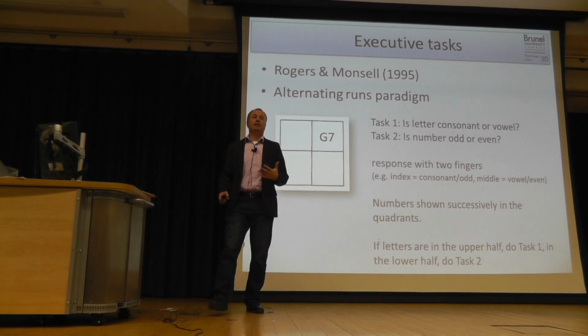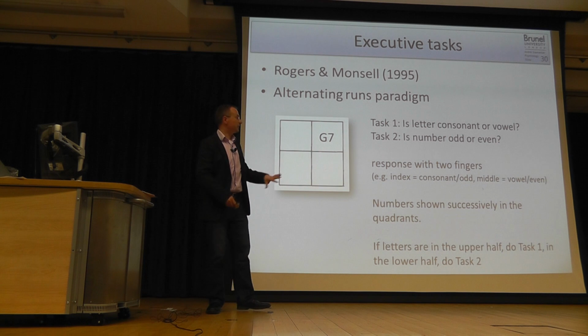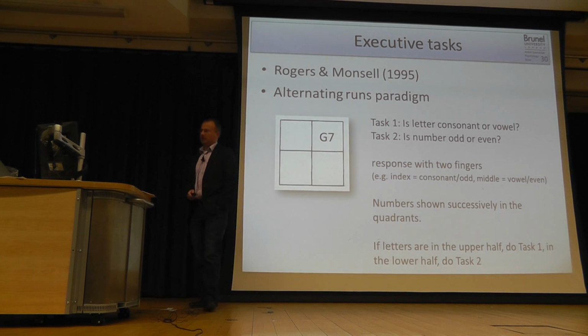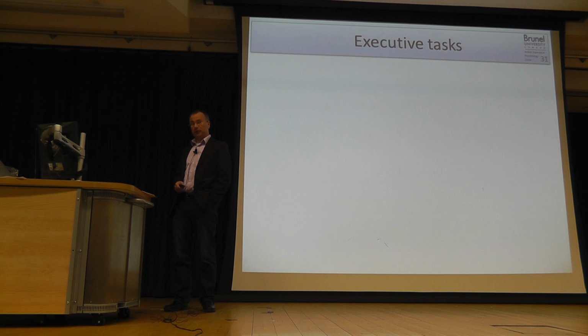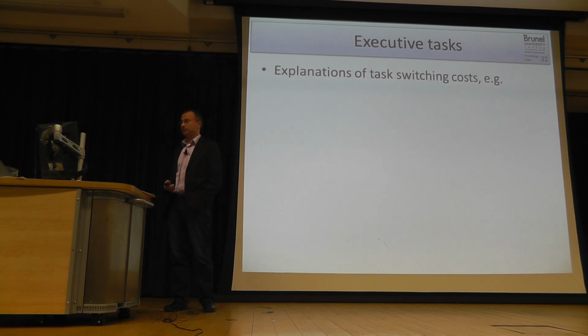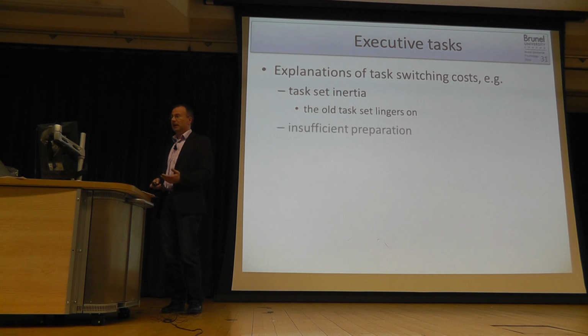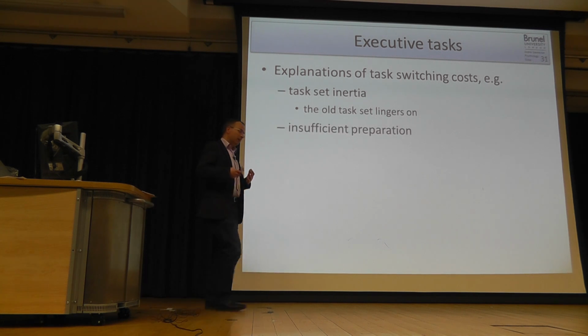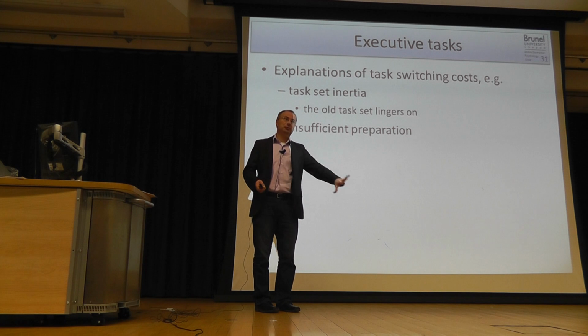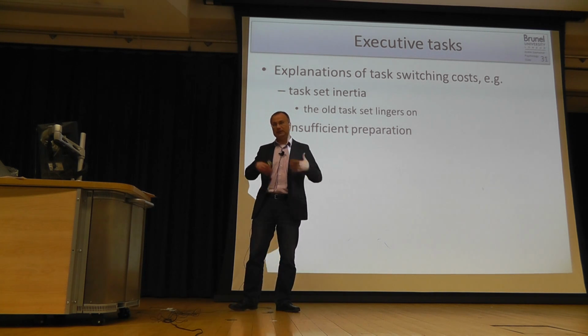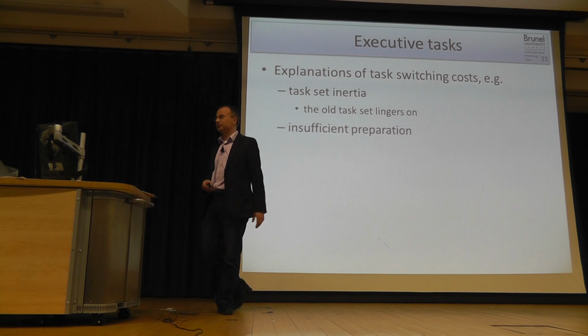This way they measured task switching cost by this paradigm, and observed as well that you have profound task switching costs. There are a couple of explanations for these task switching costs. For instance, task set inertia: the idea that the old task set just lingers on, and you need inhibition to really push it away, and that's very hard. You can't fully inhibit that.